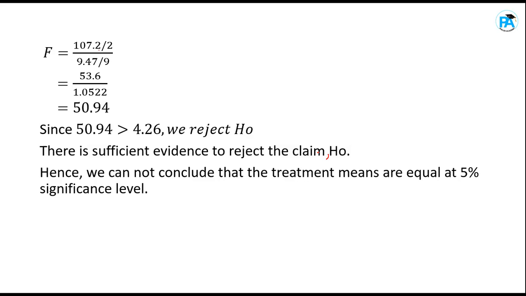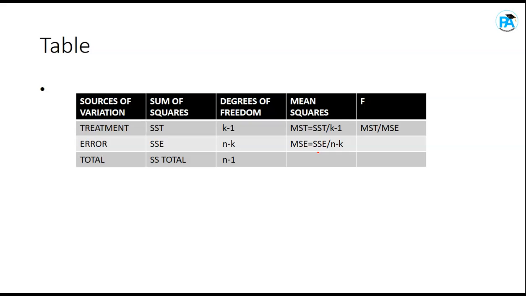So if we've rejected it, you have to conclude that we cannot conclude that the treatment means are equal at 5% significance level. Since H0 says they are equal, but we've ended up rejecting H0, we cannot conclude that the treatment means are equal. Is that right? Now take a look at this table.